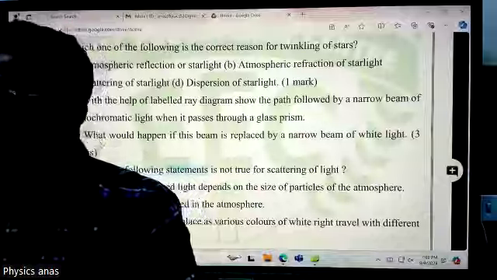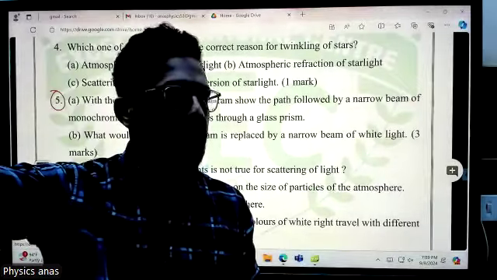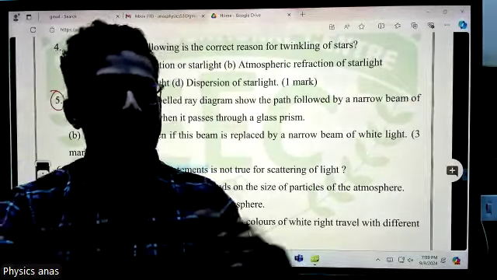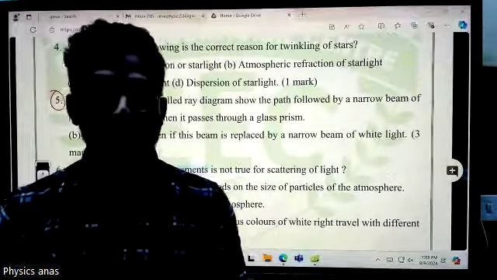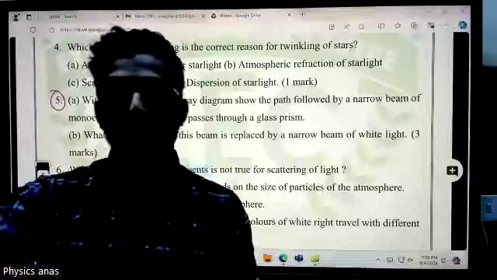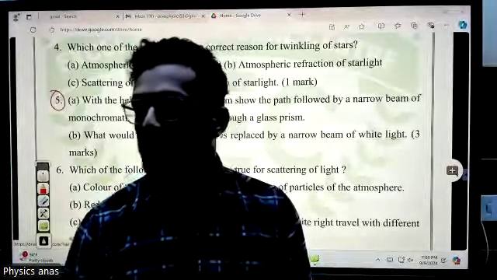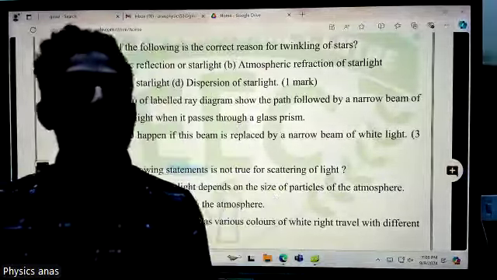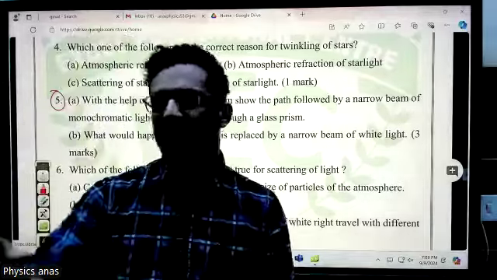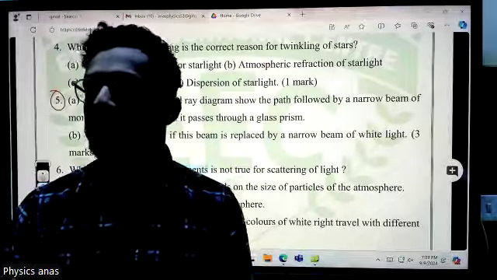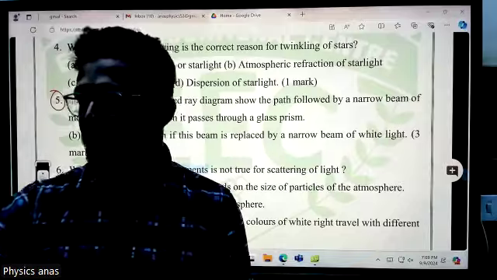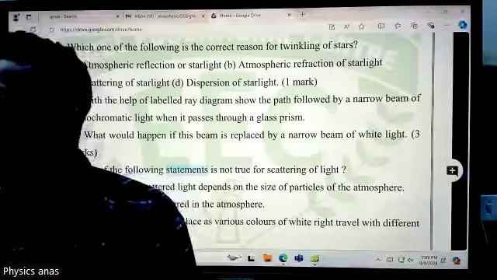The first diagram has only one light, one path, one ray of light coming in, and the second one is where the light is splitting and the component colors come out. You have two diagrams. Which diagram will you choose according to the question? Both of them are glass prisms.